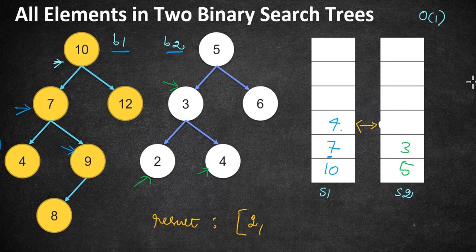So now the next values are going to be 4 and 3. So let's compare 4 and 3, that is the top of both the stacks. The value is going to be 3 because 3 is lesser than 4. We are going to add that to our result and then pop that value from our stack.